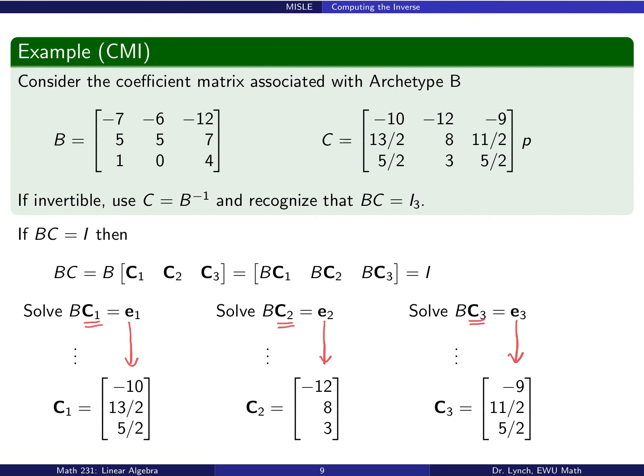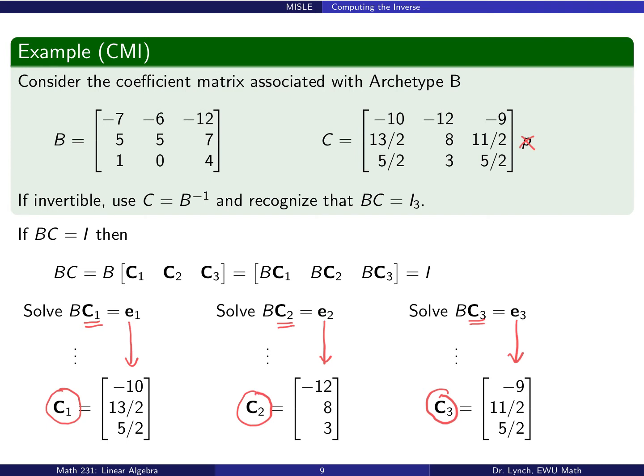So therefore, the inverse has a first column given by minus 10, 13 halves, and 5 halves, a second column given by minus 12, 8, and 3, and a third column given by minus 9, 11 halves, and 5 halves. And that, as it turns out, I'm not sure what this P is doing here, that's a typo, is exactly the matrix C that we saw before. Okay.